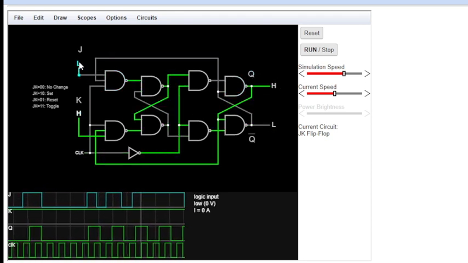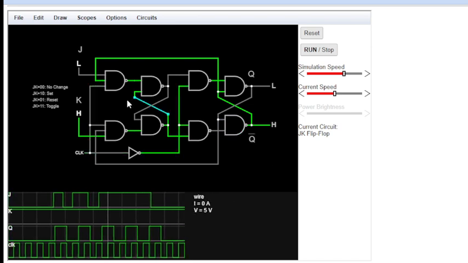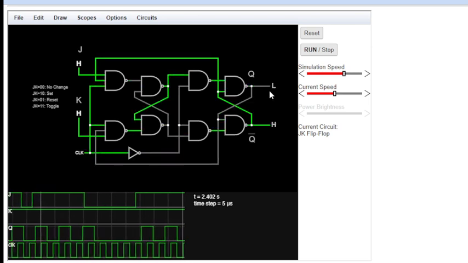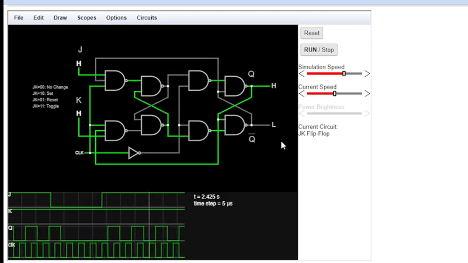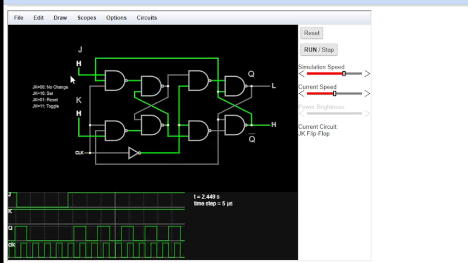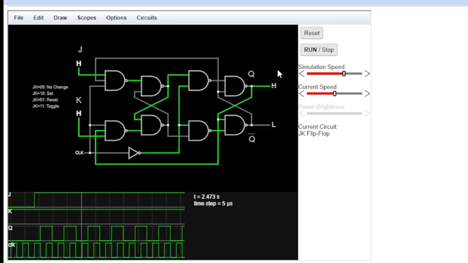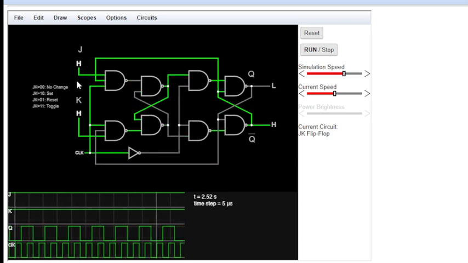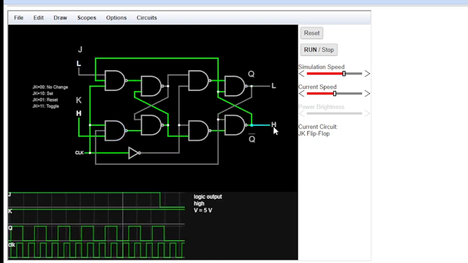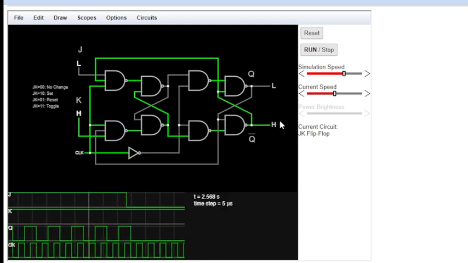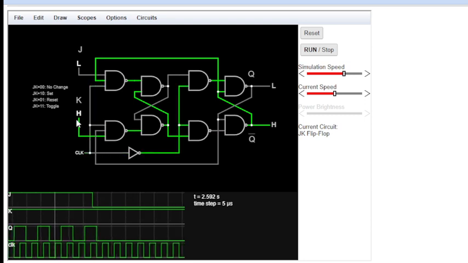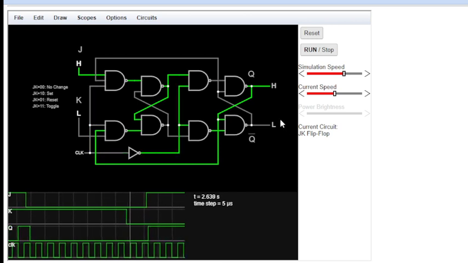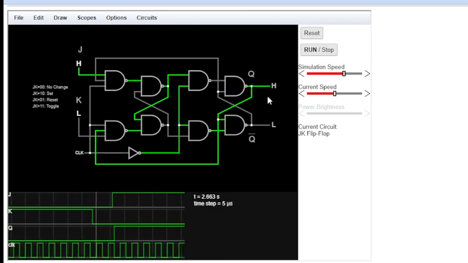Now if I make this low, you will get Q slash at the output. If I make this high, you will get a high at the Q. But you can see here, when we change the J to high, the Q becomes high for a second and then again low, high and low, high and low. But if I make this low, you will see that we will get a constant high output at the Q slash. If I make this low and make this high, you will see that we will get a continuous high output at the Q.